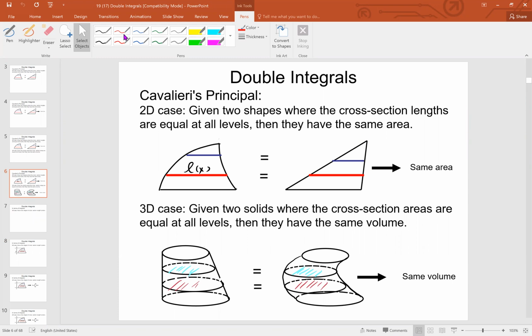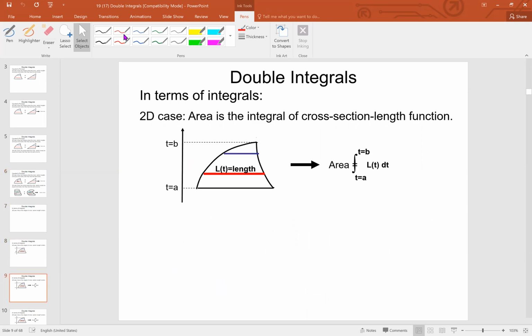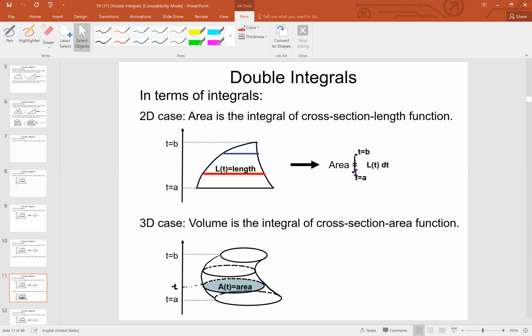Or another way to think of this is these volumes are stacked together with very thin disks, and I can reshape those disks' outlines differently, but the volume of the solid doesn't change. So in terms of integrals, the area is the integral of cross-sectional length, and the volume is the integral of cross-sectional surfaces.